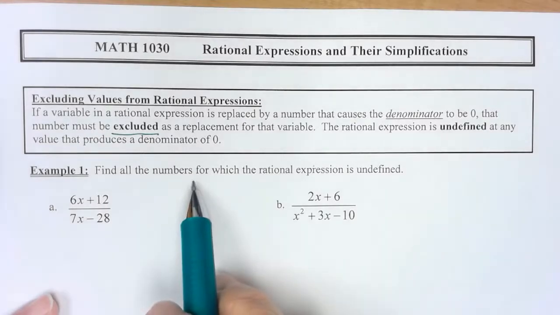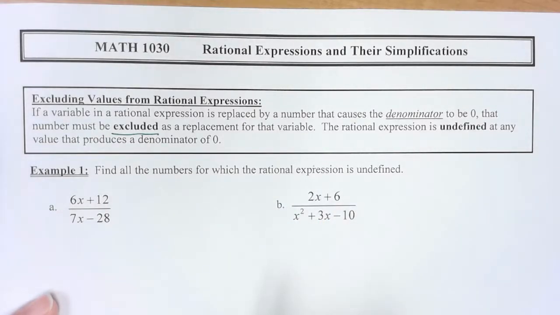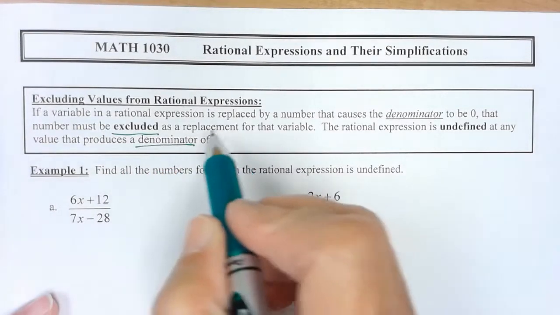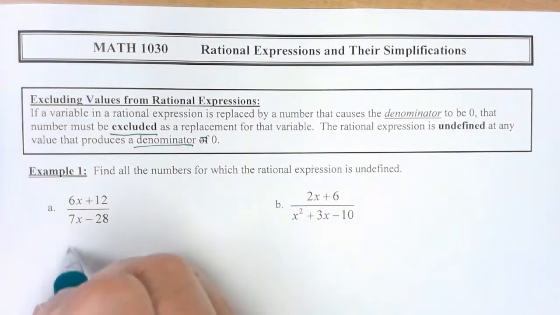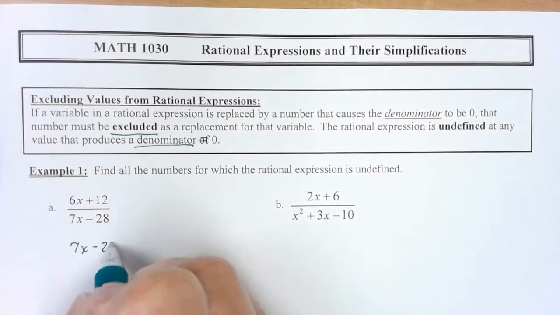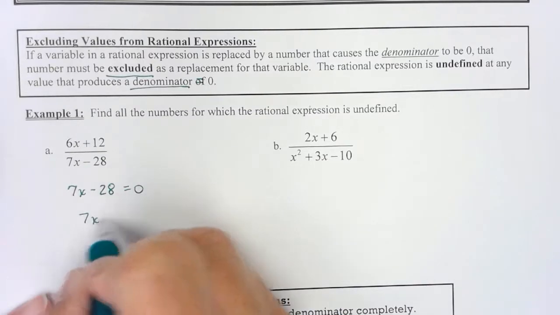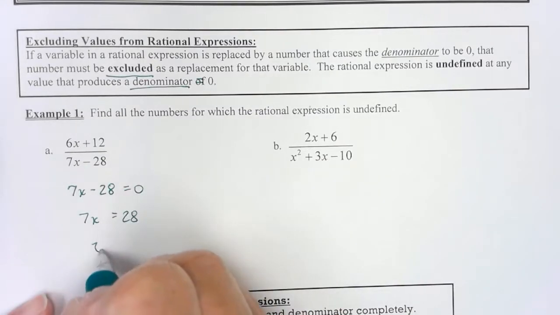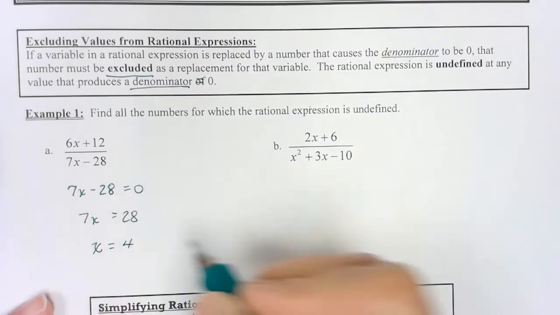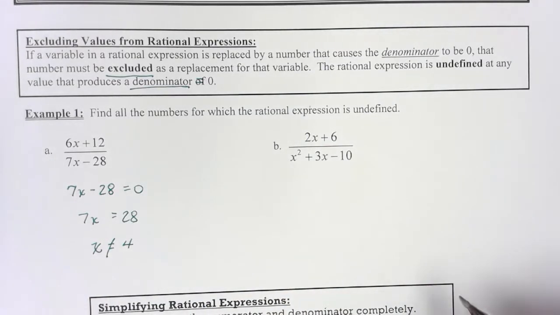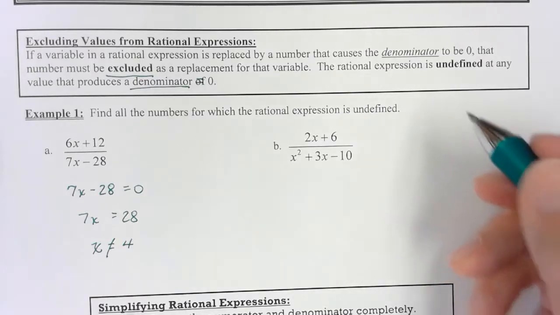Find all the numbers for which the rational expression is undefined, and the clue is right here. Take your denominator, set it equal to 0. So in this particular problem, x cannot equal 4, because if you substituted that back in, you would have division by 0. So it's excluded.